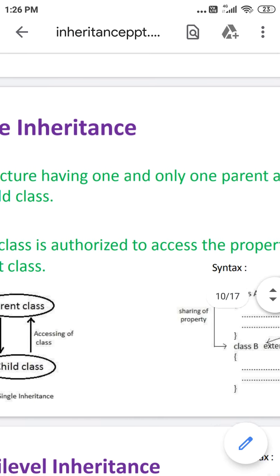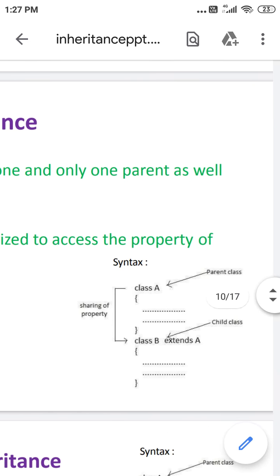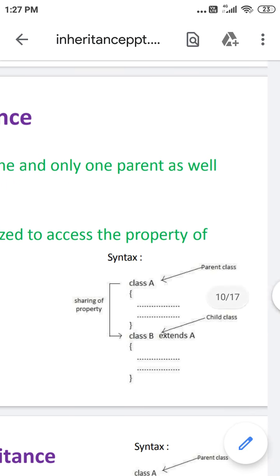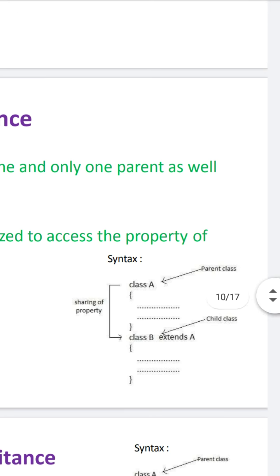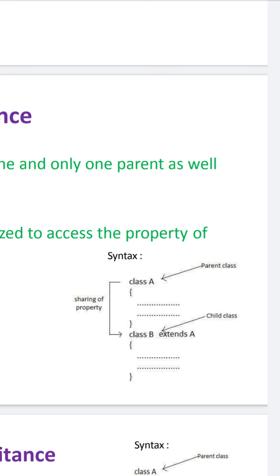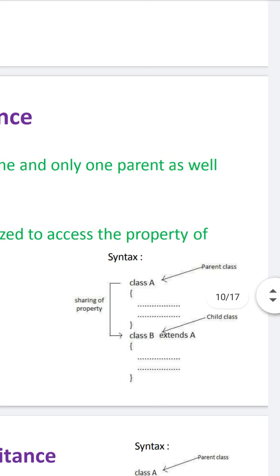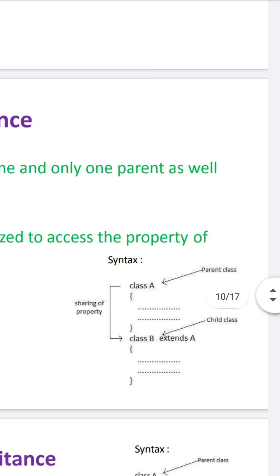Now if I put this in programming syntax, you can see there is a class A and a class B. Class A will be your parent class. Now if I create a child class, class B, how will we create the inheritance? We have to write class B, then the extends keyword, which is the main keyword that defines inheritance. Class B extends A, that means it extends the features of A.